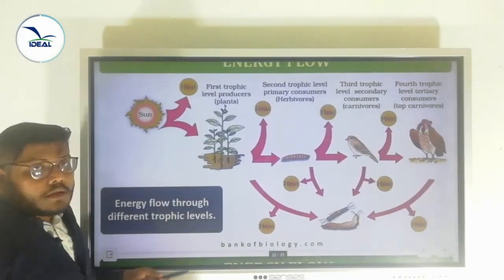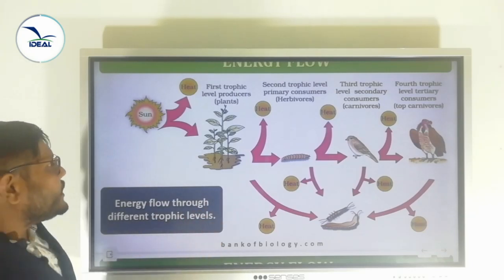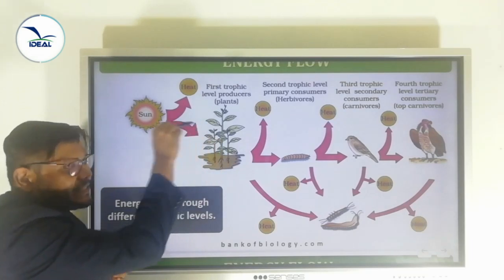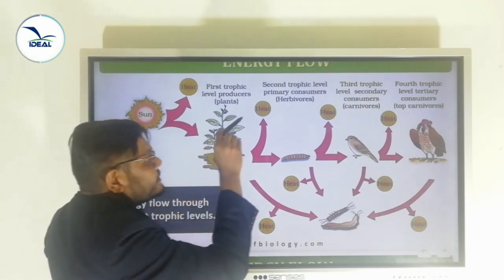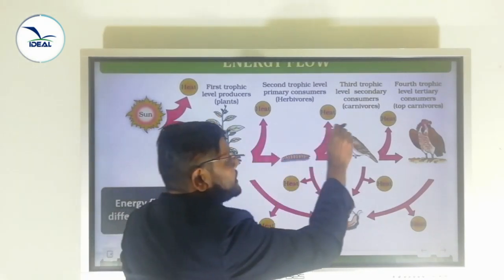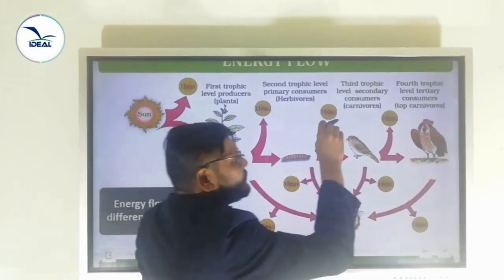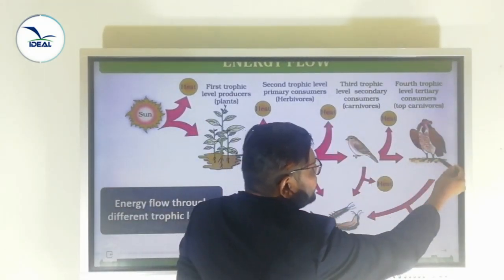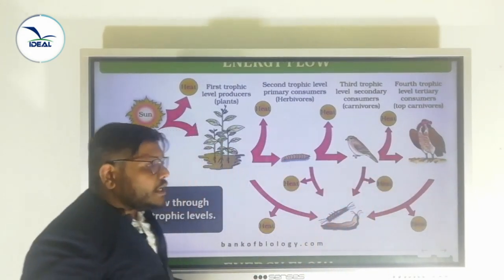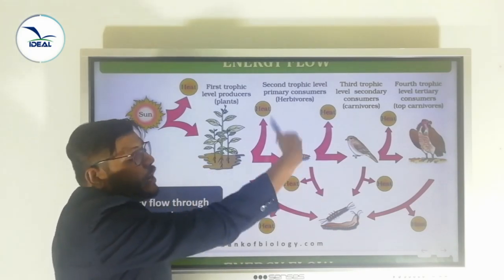Look at this one. This is one example of energy flow through different trophic levels. The sun provides the energy that is used by green plants for synthesizing food material. After that, green plants are eaten by herbivorous organisms. After that, herbivores are eaten by the carnivorous or secondary consumer. And after that, the secondary consumer is eaten by the tertiary consumer. In this way, a chain is established. During this process, the energy or food is transferred from one trophic level to another.